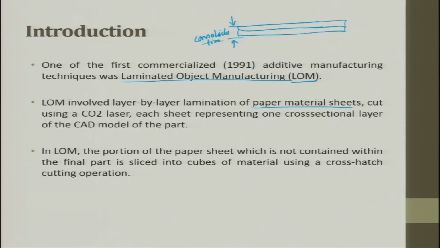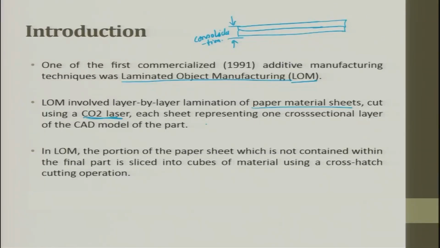So, LOM involves layer by layer lamination of paper material sheet cut using a CO2 laser. The CO2 laser is very important because the wavelength of the laser plays a very important role when we look into laser matter interaction. Each sheet represents one cross section layer of the CAD model of the part. In LOM, the portion of the paper sheet which is not contained within the final part is sliced into cubes of material using a cross hatch cutting operation.